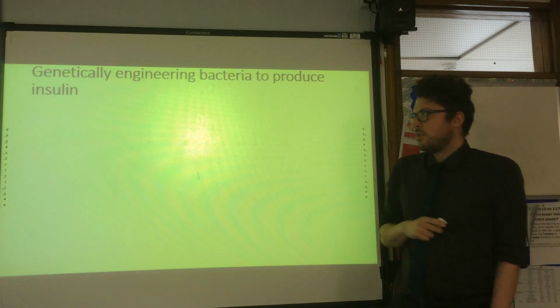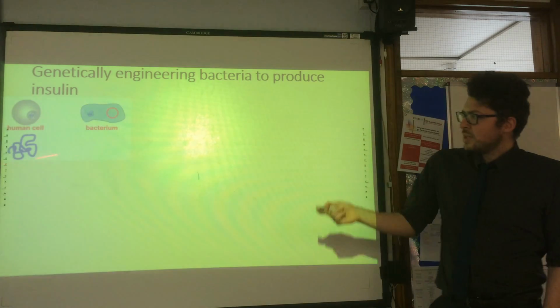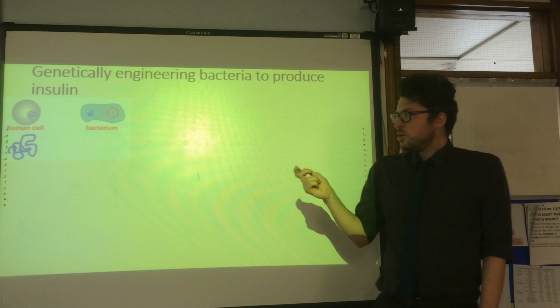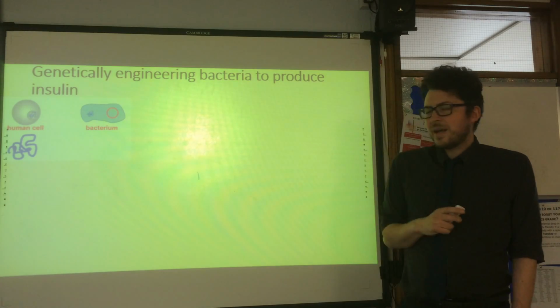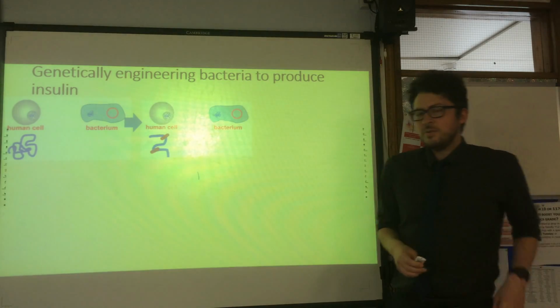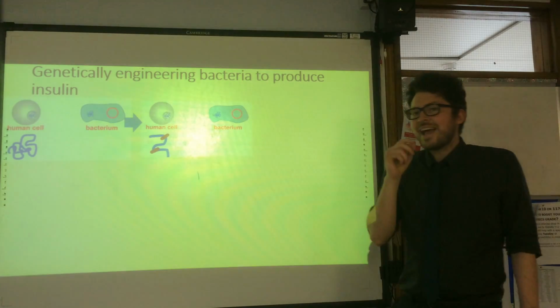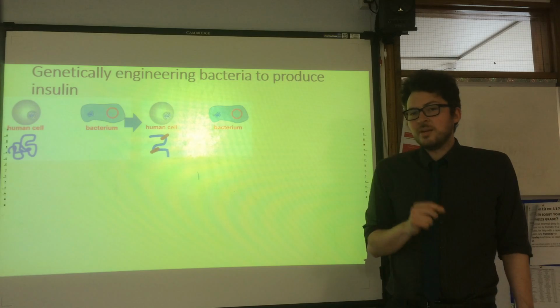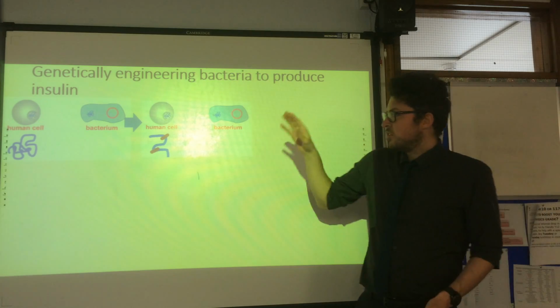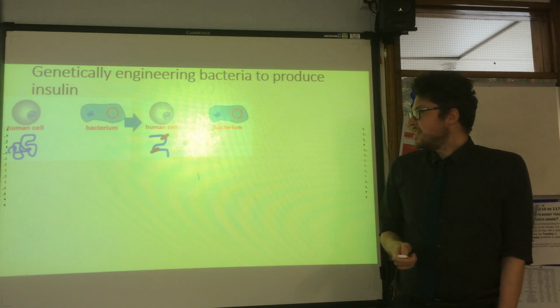So it's a step-by-step process. Step one, we take the human DNA from a human cell, and we have bacteria there. All we need to do is remove the human insulin gene using enzymes. Now that's key, I mentioned enzymes, you need to know that. So remove the human insulin gene using enzymes.